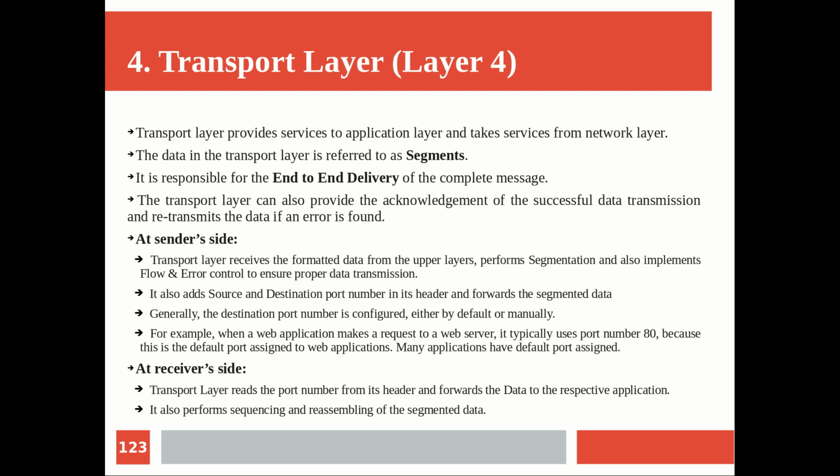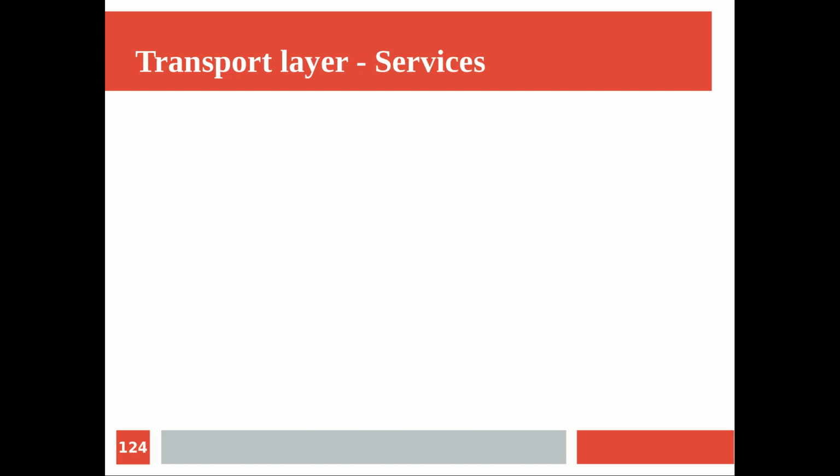So it also performs the sequencing and reassembly of the segmented data. Like at the sender side the segmentation happened, now at the receiver side the segmented data has to be reassembled and delivered to the higher layer, that is the application layer of the receiver side. So for that reassembly, the data should be sequenced, right, one after another. The first one should be placed followed by the second one, so sequence number is something that we depend on for that, and the sequenced reassembled data will be given to the higher layer. So that is about the overall things that happen.